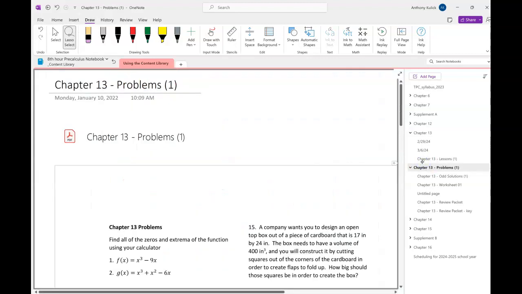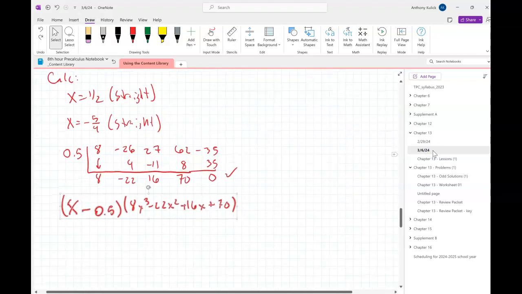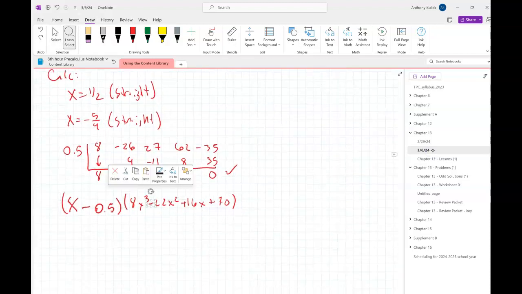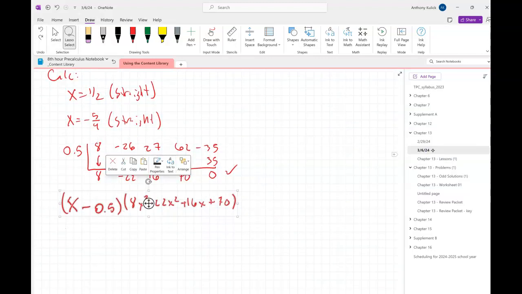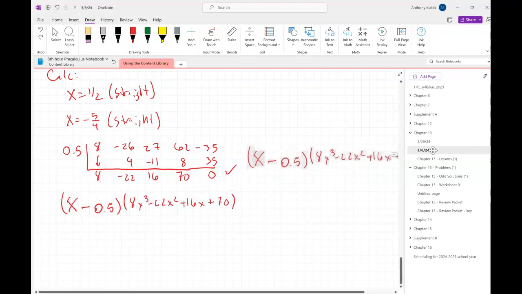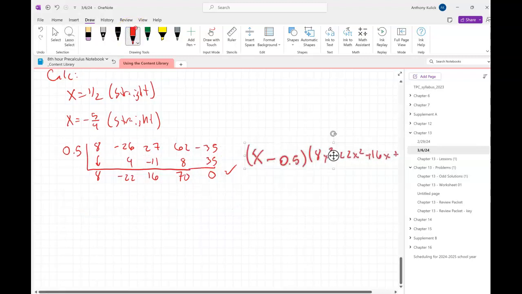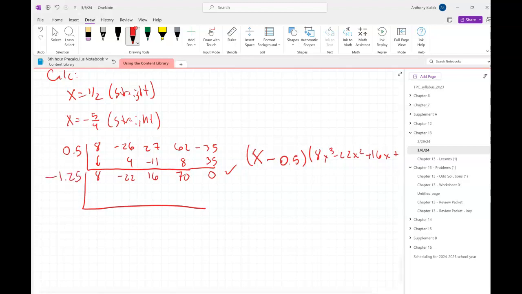Let's move. Oh boy, that did not do what I wanted it to. Okay, come on now. Behave. There you go. So the only other thing I can synthetically divide with is that negative 1.25. So here we go.